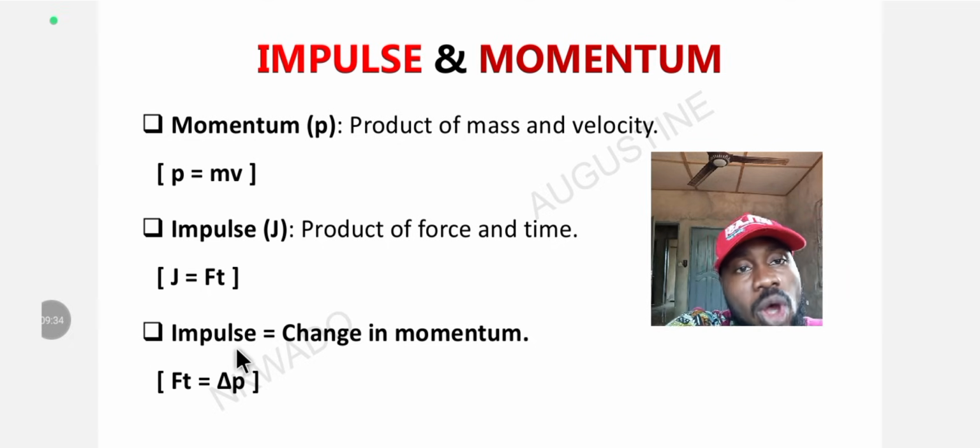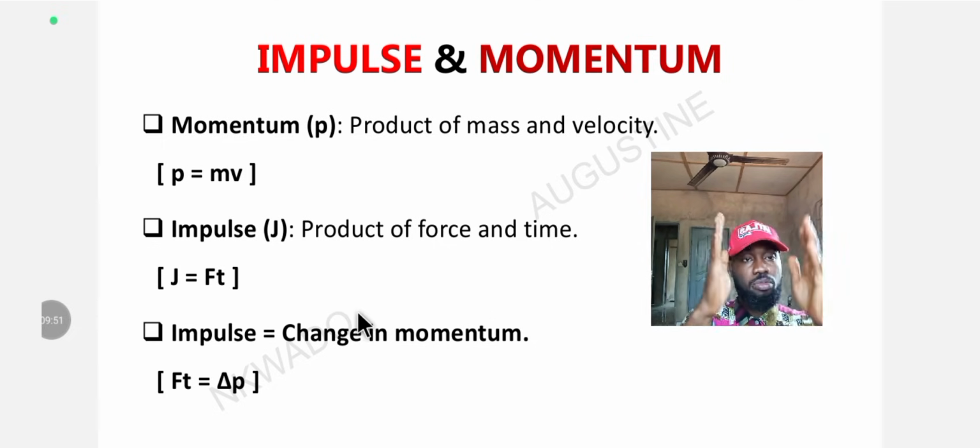So impulse is equal to change in momentum. Have that in mind though. Change in momentum means final momentum minus initial momentum. You minus the two momentum, what you get, that's the change, the difference in momentum.